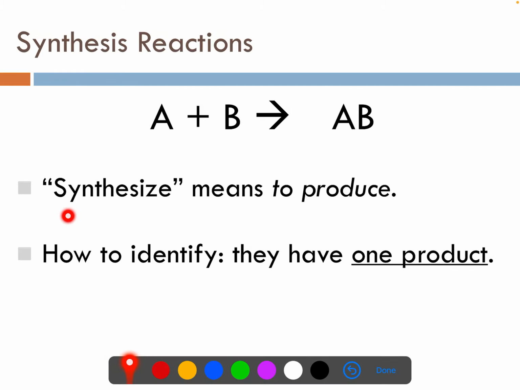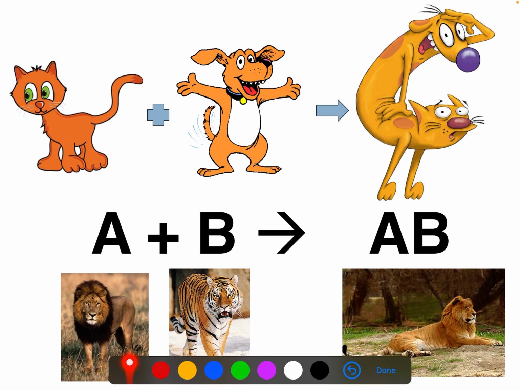The word synthesize means to produce, and you can identify these because they only have one product. So you have one chemical plus another chemical combine together to make one product. And you can identify those because they have usually two or more reactants and one product. Here's my example of a synthesis reaction. It's like a lion plus a tiger equals a liger, or a cat plus a dog equals cat dog.